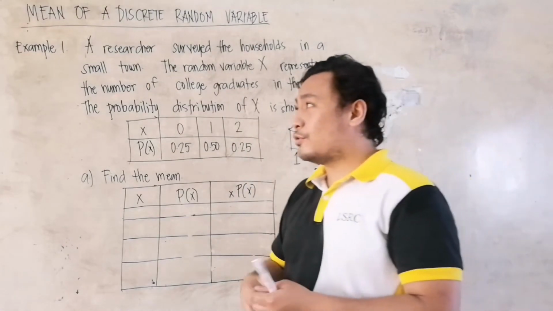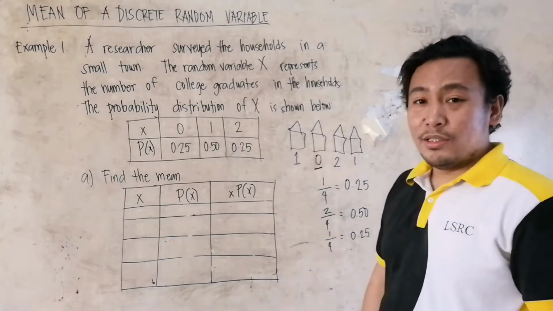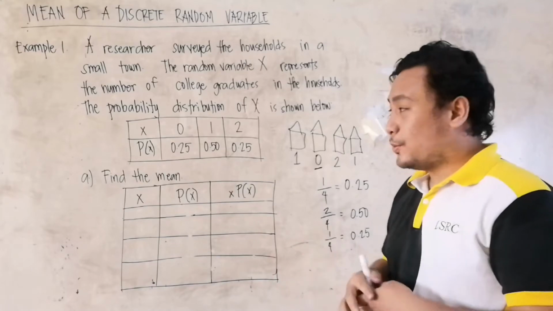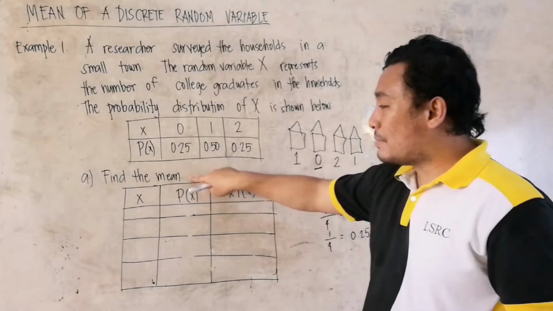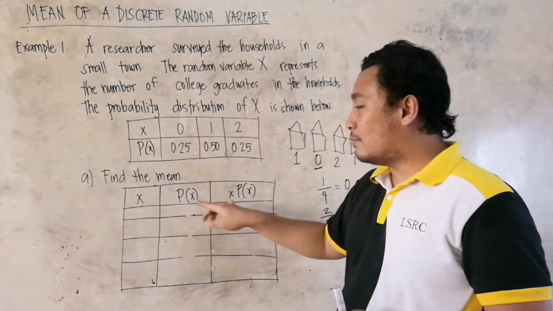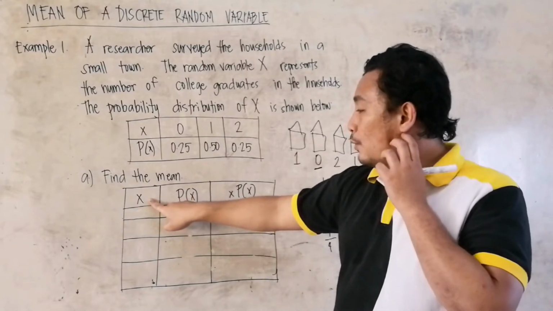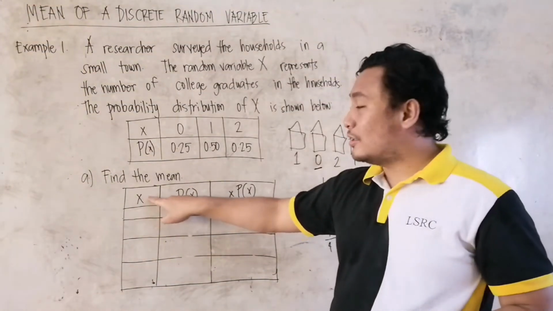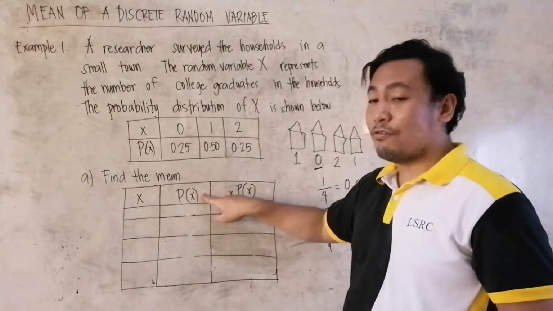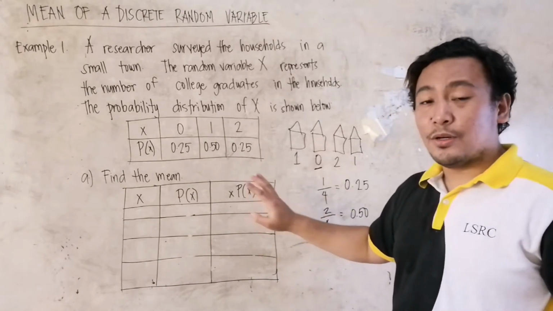So now we are going to solve for the mean. Out of these 4 households, ano yung mean? Ano yung average? Ano yung expected value? So, to solve for the mean, we will be constructing another table. We have this table. Wherein, for the first column, we have the x. And then for the second column, we have p of x, the probability. And for the third column, ilalagay natin dyan yung x times p of x.